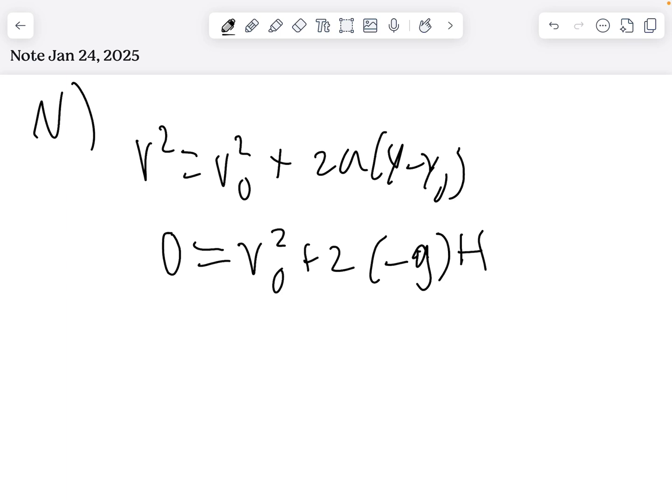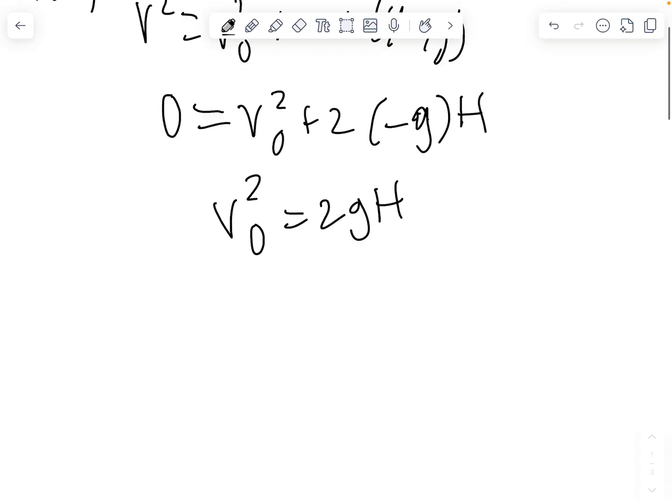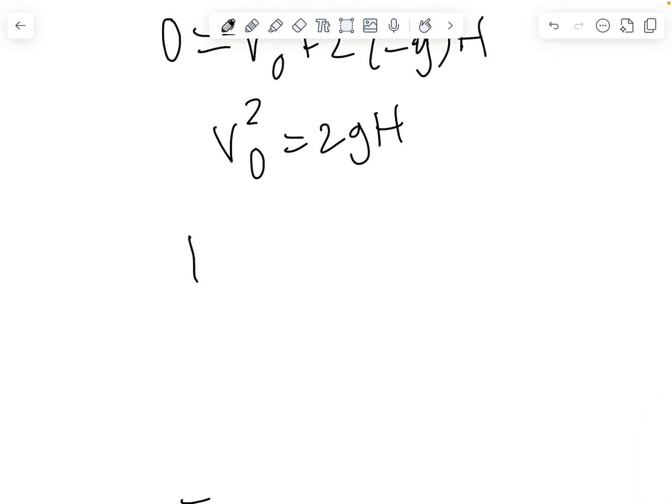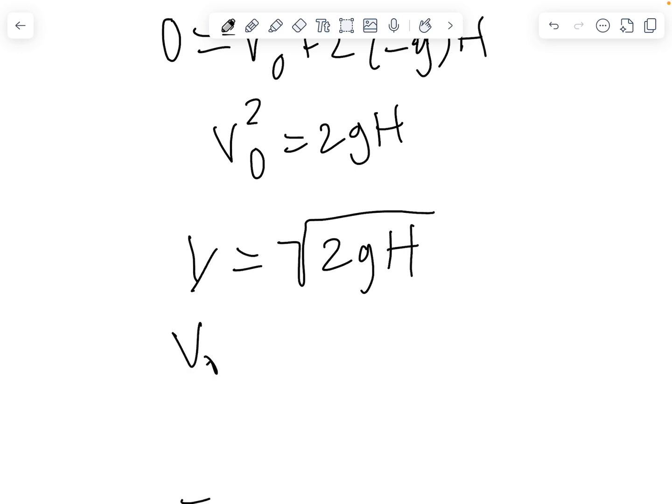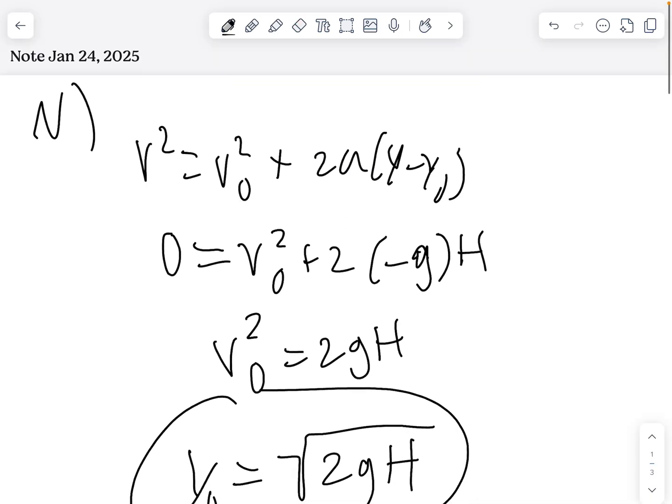So we're going to do that. We're just going to combine them all together: 2gh. Since you want to single out this other side, you're going to take the square root of both sides. That leaves you with v equals the square root of 2gh. So that's the initial speed. Pretty simple. You just use what they gave you in the problem, and then you use your knowledge of that energy-based equation.